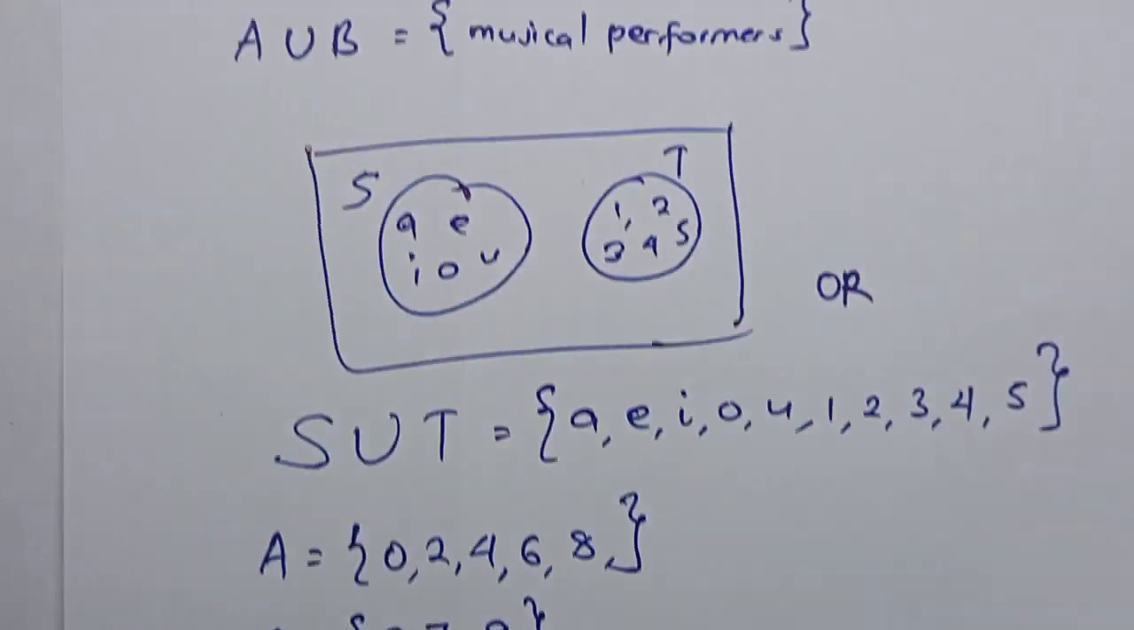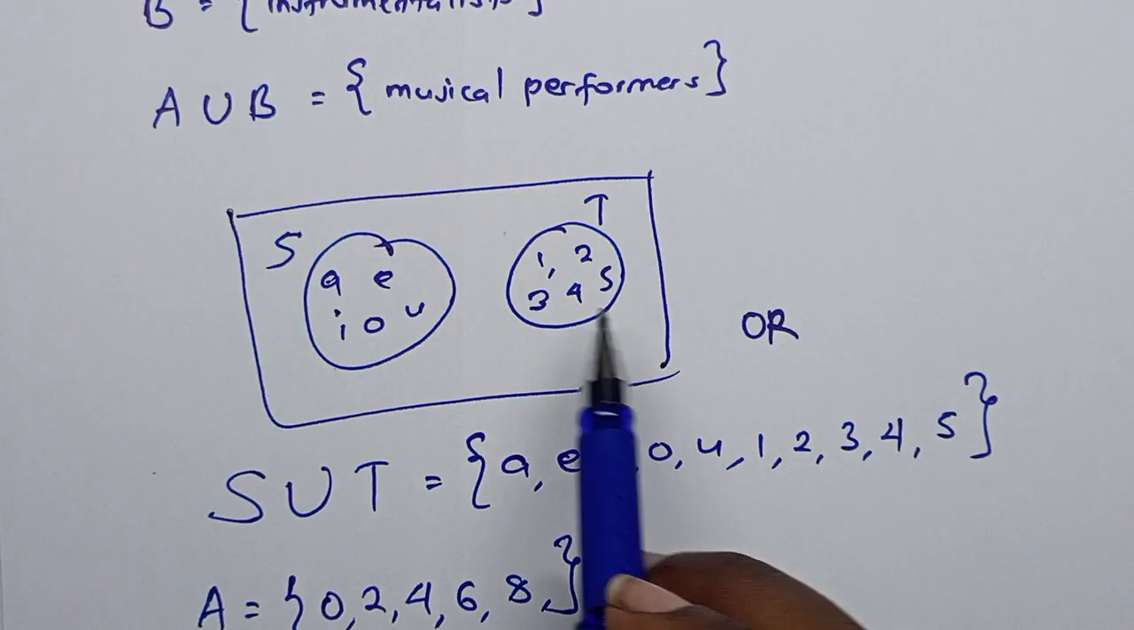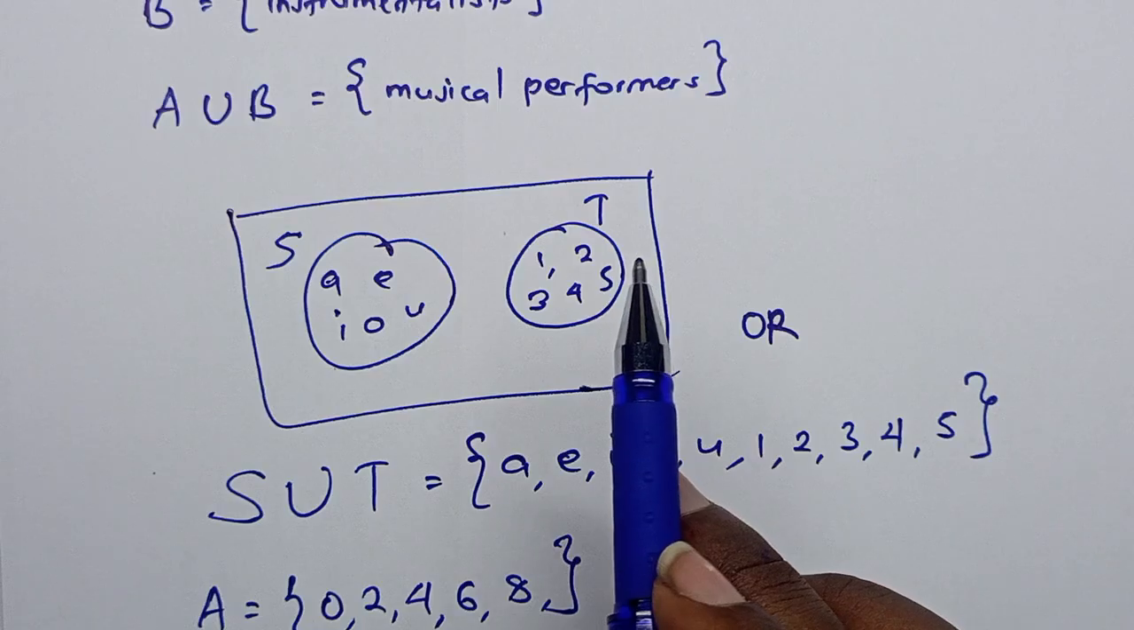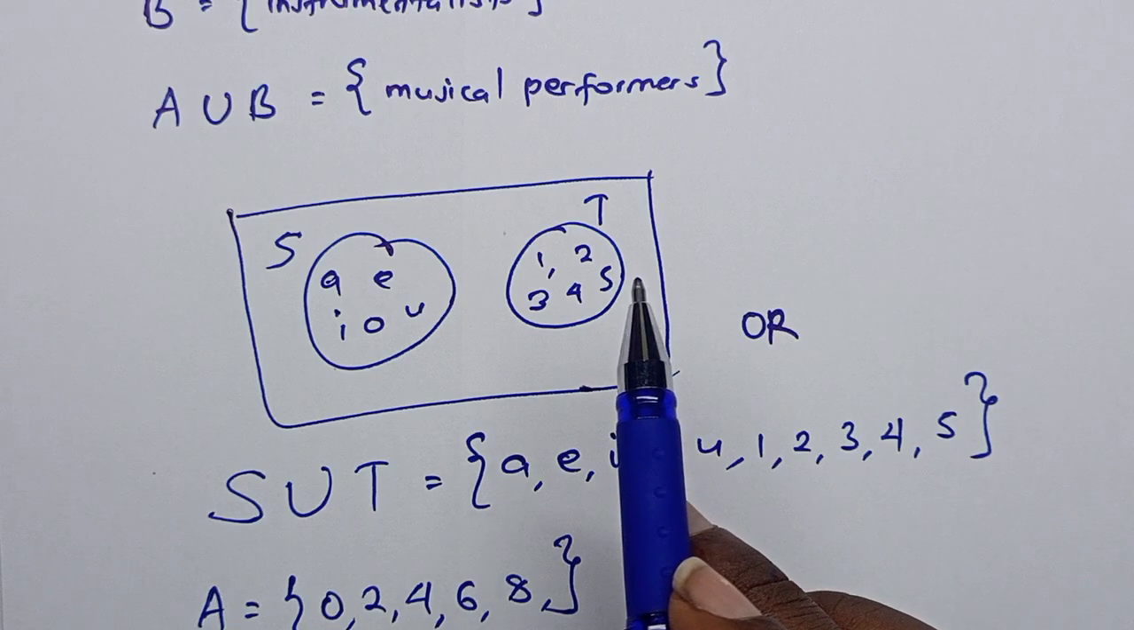Now these two sets S and T can also be called disjoint sets because they don't have any member in common. So they are completely apart. They don't share any members.